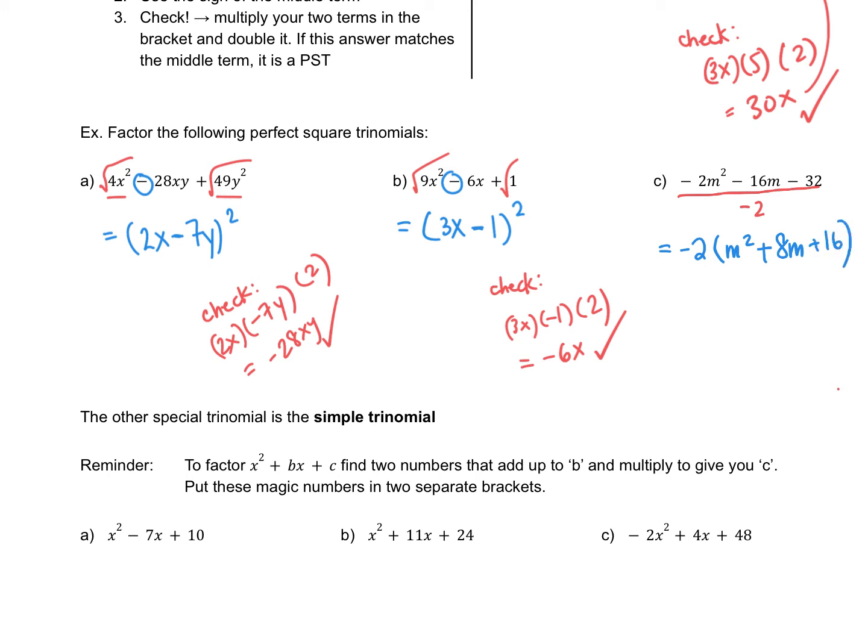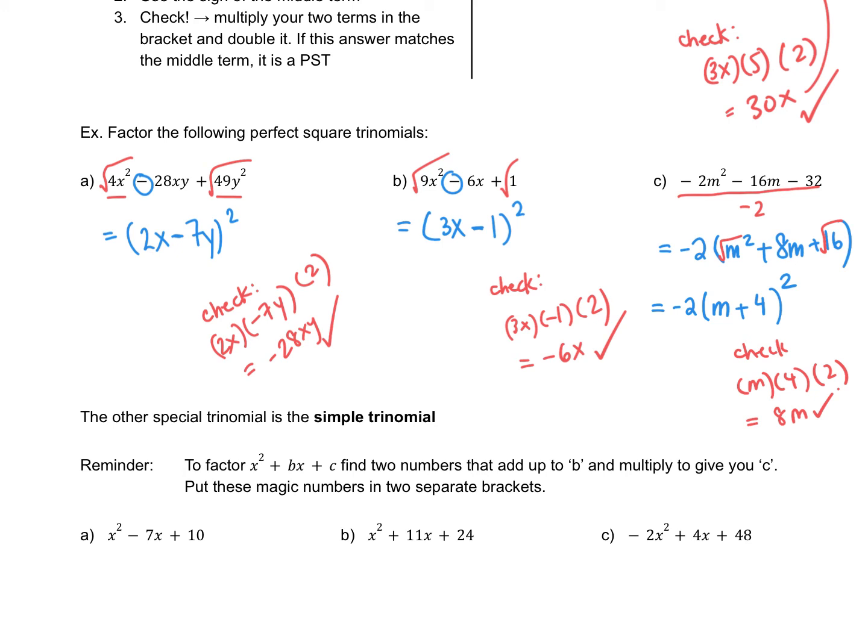Now this last one you can actually see as a simple trinomial, not just a perfect square trinomial. Either way would work, but m squared is square rootable, and so is the 16. So we're going to have negative 2. The square root of m squared is m. The square root of 16 is 4. Put addition, because the middle term was positive, and then raise it to the power of 2. And if I were to do a check, I'd multiply my 2 terms and then double it. So 4m times 2 is 8m. It matches the middle term in the perfect square trinomial, so that's good.